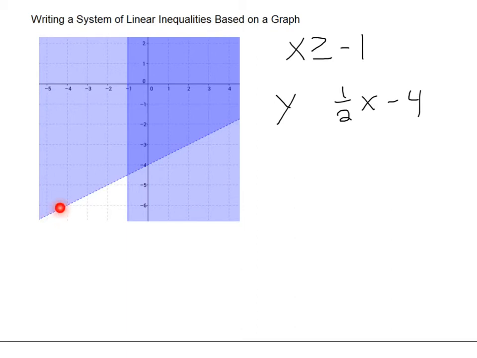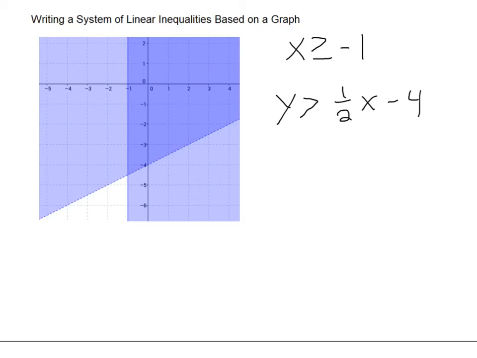On my second boundary line, I've shaded everything that's above. And generally speaking, when I'm comparing something to y, going above also means going greater. If it was below, we would say less than, but in this case, because we're going above, we're going to say y is greater than 1/2 x minus 4. These 2 statements are my system of linear inequalities.